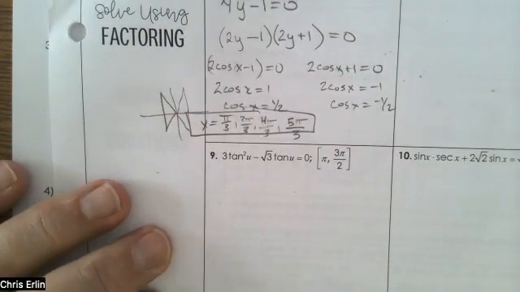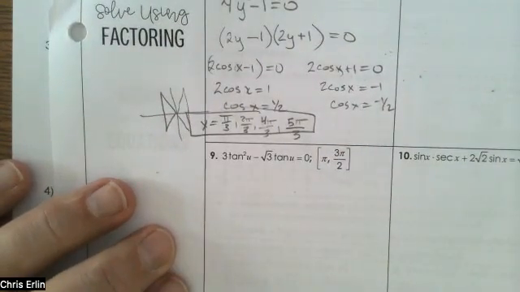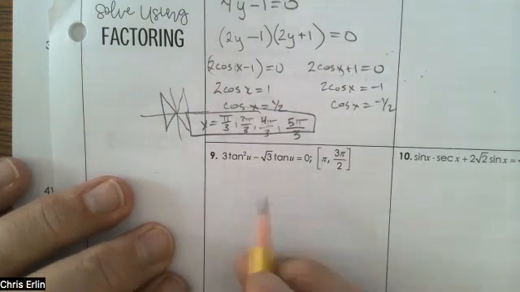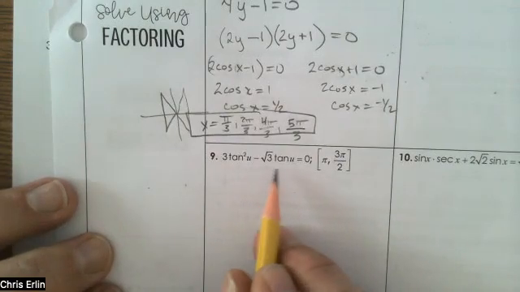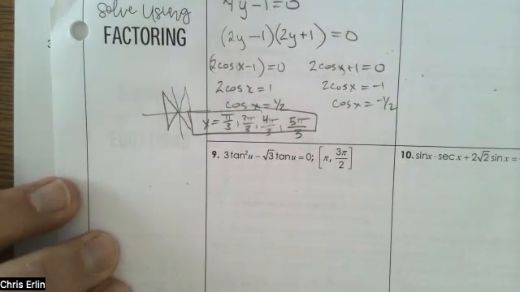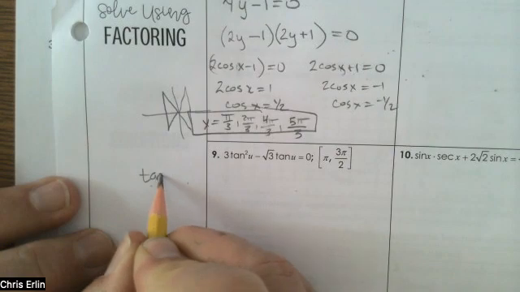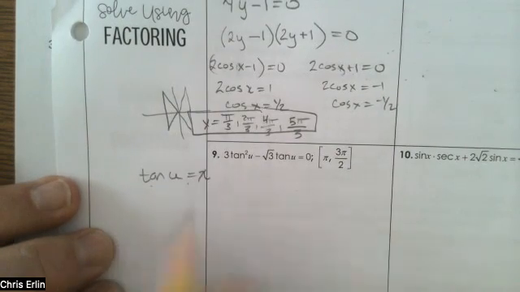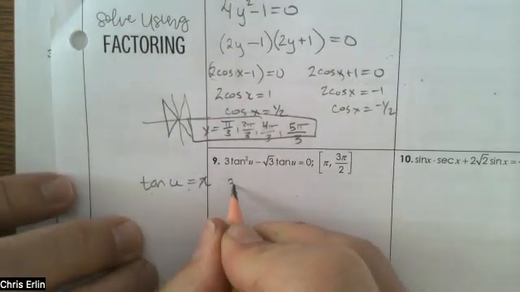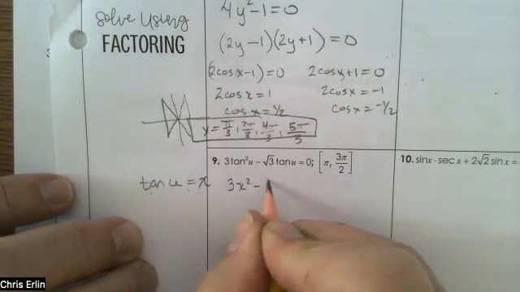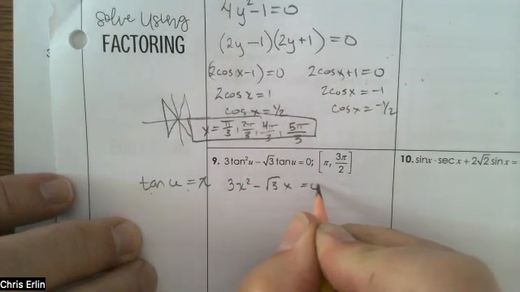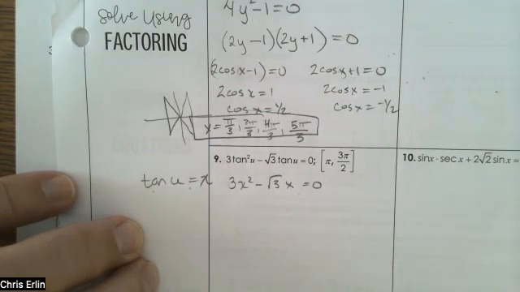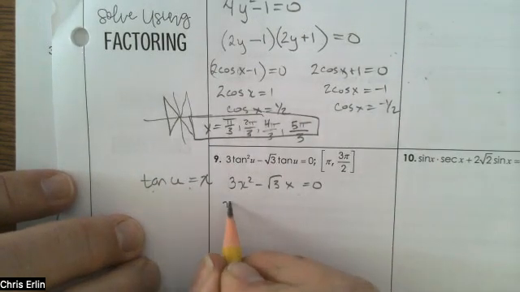Yeah, what about number 9? Is this a confusing looking start? So let's take tan u and call it x. So 3x squared minus root 3 x equals 0. What would you do with that? Factor the x out.